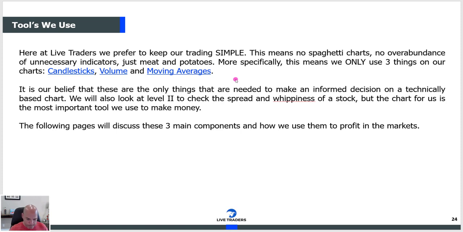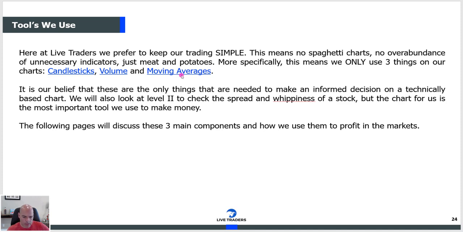And I don't like it because there's no need for it. You need candlesticks, you need volume, and if you want, moving averages. I don't use moving averages. But candlesticks and volume I absolutely use. Why? Because they're the flow of money. That's it. That's all they are. Why would you want spaghetti on your charts?